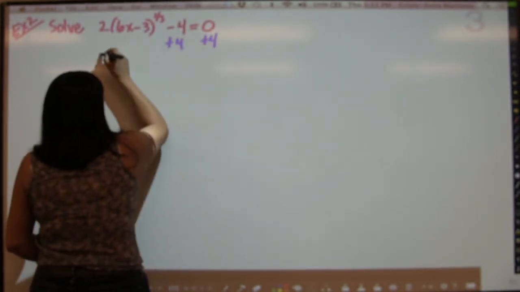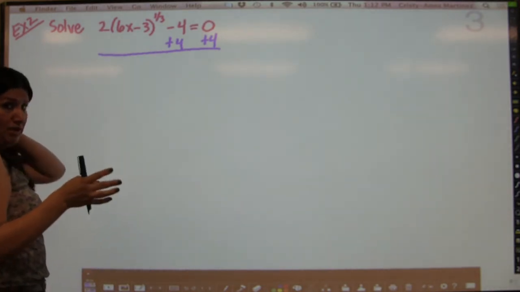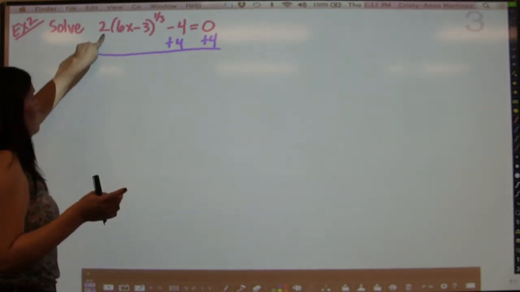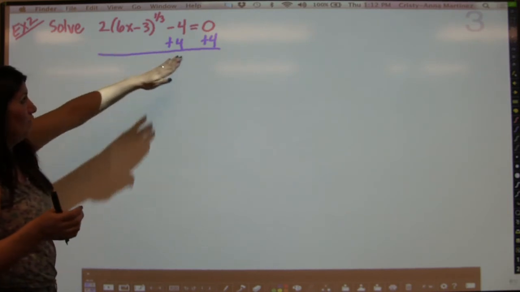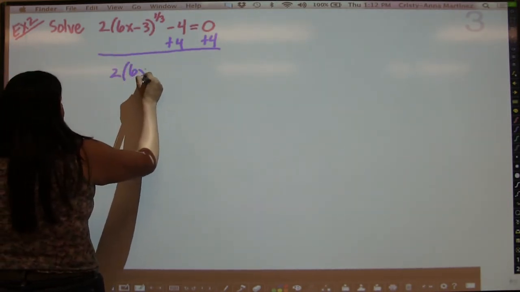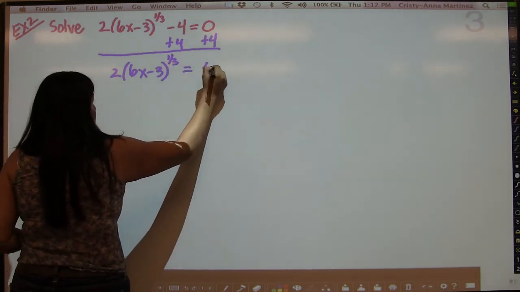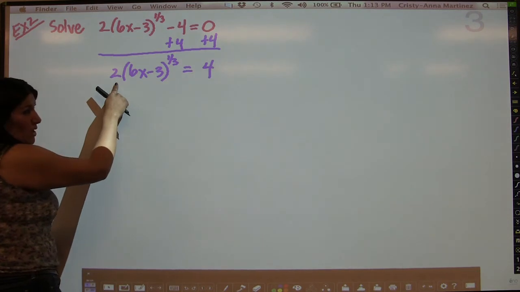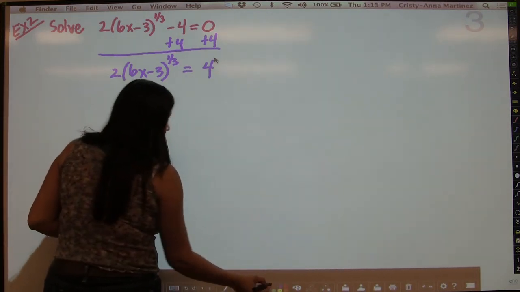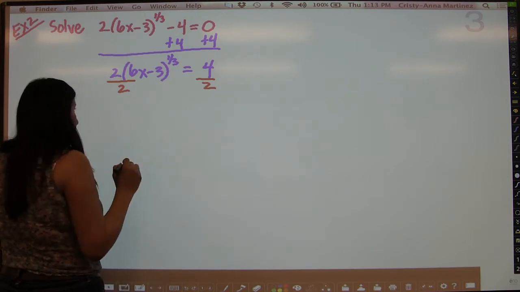It's important that when you do this, you always deal with addition and subtraction first, and then multiplication or division. So in other words, I'm not going to divide by 2 first, I'm going to add the 4 first. And that's going to give me 2 times (6x minus 3) to the 1/3 power equals 4. But I still have this 2 in front. And so now I do in fact want to divide both sides by 2 to get rid of that.